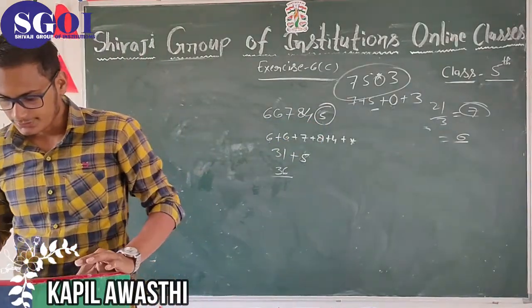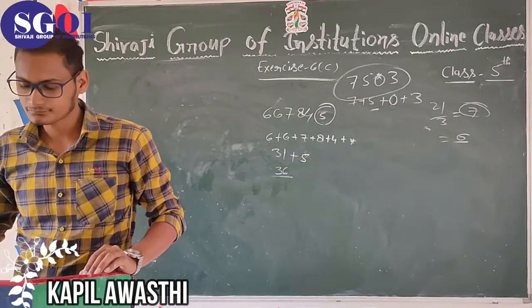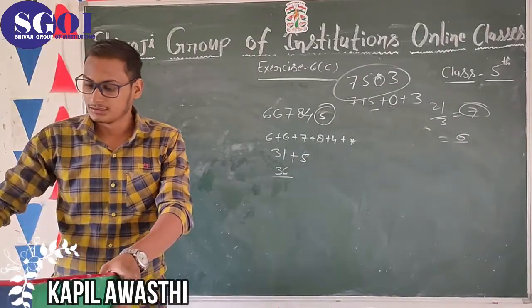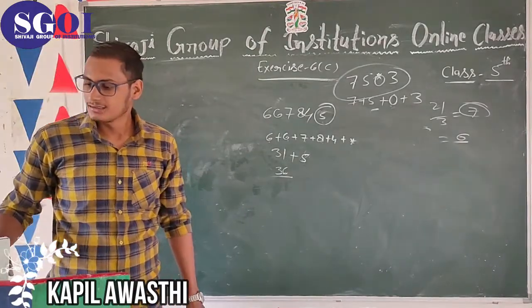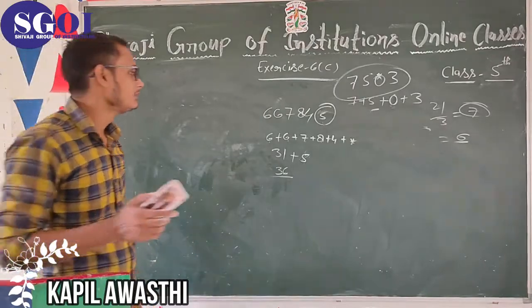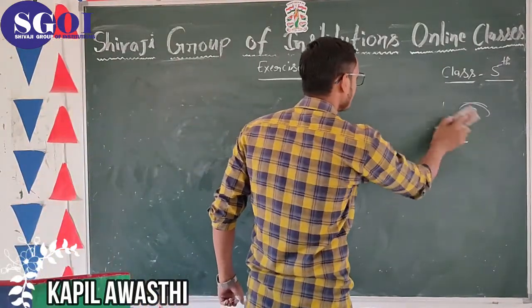Understood? So students, exercise 6 is completed. You have to do all the exercises. Next time we will start the next topic, factors and multiples.